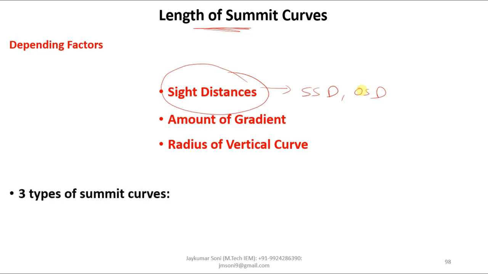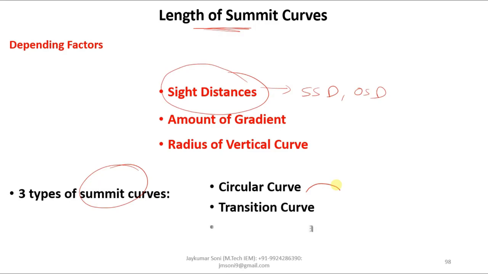There are a total of three types of summit curves. First one is the circular curve, which is like this. Second one is the transition curve, and third one is the simple parabola, which is like this. Now, out of all these three categories, which one is the most preferable? So let me tell you that in the transition curve type, there are certain negative points. What are those negative points?